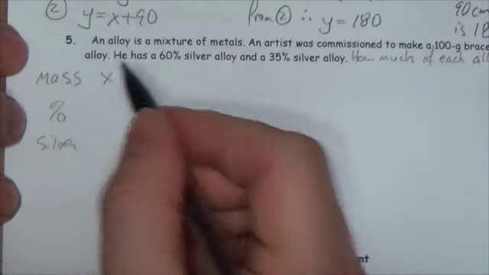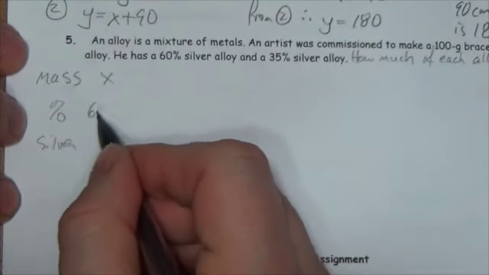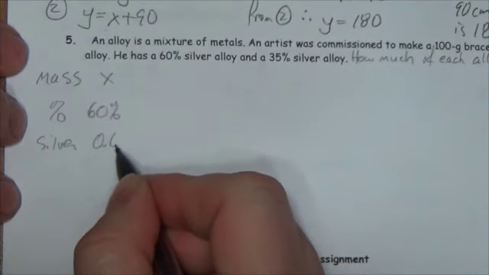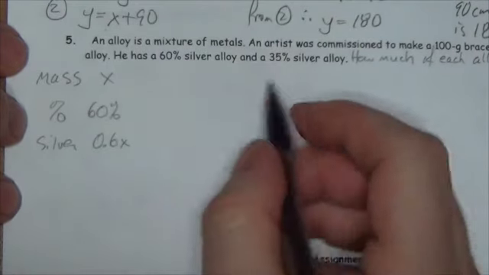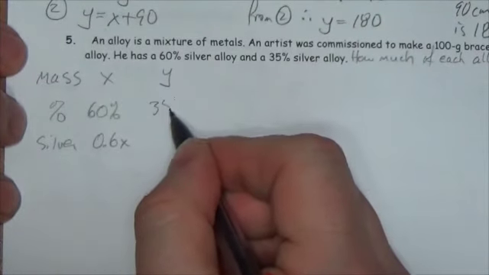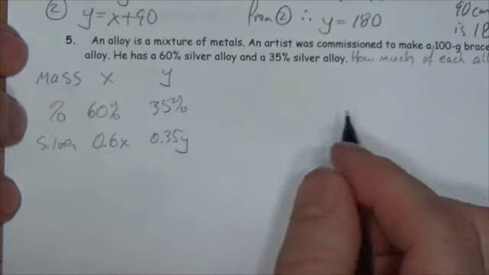For the first one, I've got X, and this one here is going to be 60%, and so the amount of silver that I'm getting from that is going to be 0.6x. Then I've got Y, I don't know how much I'm going to use, but this is going to be 35%, and so this is going to be 0.35y.